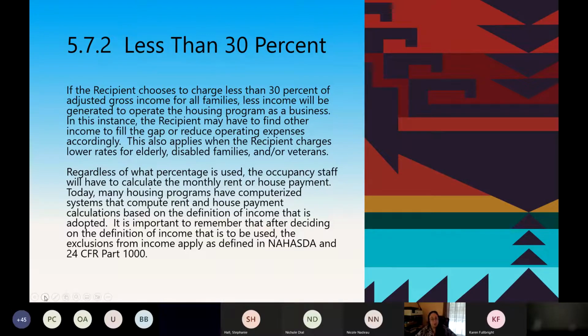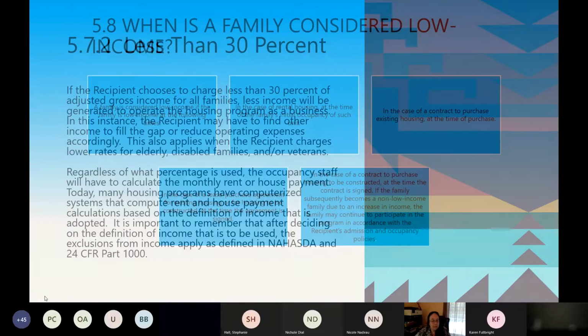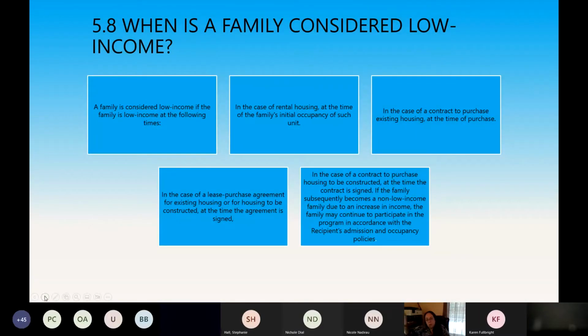Today, many housing programs use computerized systems that compute rent and house payment calculations based on that definition of income that is adopted. It's important to remember that after deciding on the definition of income that is to be used, the exclusions from income apply as defined through NAHASDA and 24 CFR Part 1000. So when are you considered low income? There are different times depending on the program that you're in.